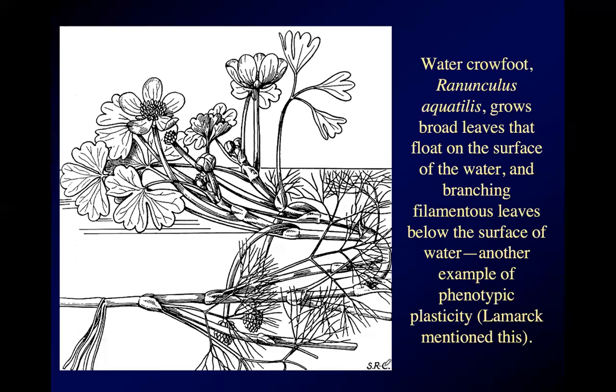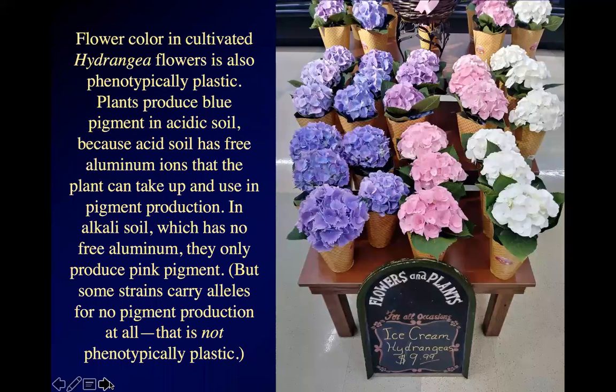Now, Lamarck actually mentioned water crowfoot and several other examples and used them as support for his theory of evolution by the inheritance of acquired traits. And he's quite right in that phenotype can be altered, sometimes profoundly, by the environment that you're in. Oh, yeah. This is an example you might actually still see.